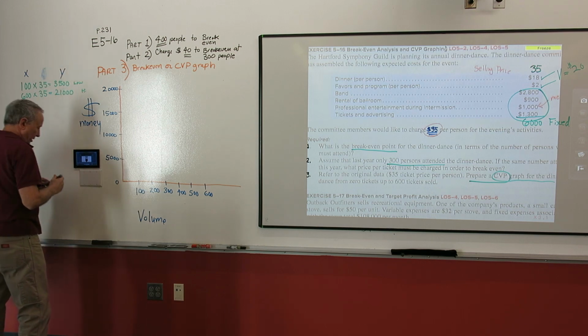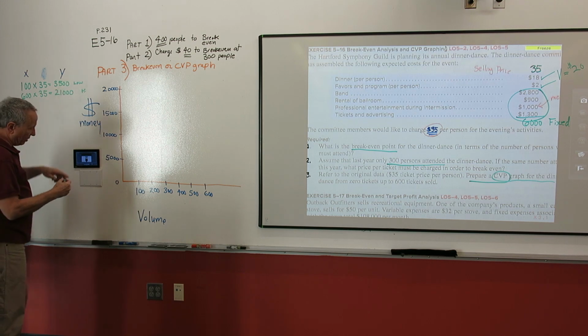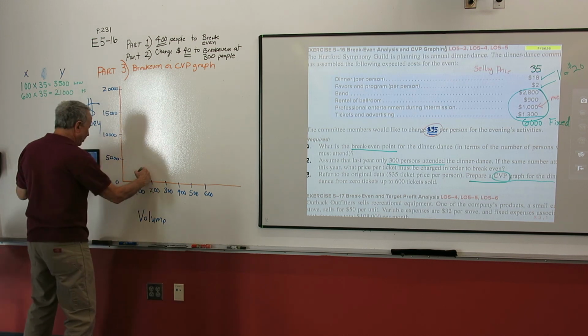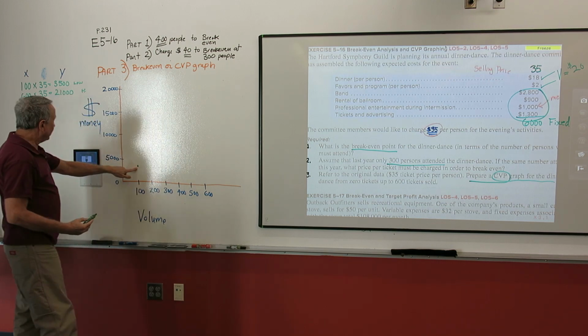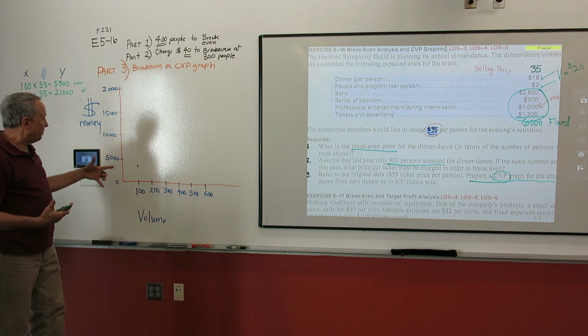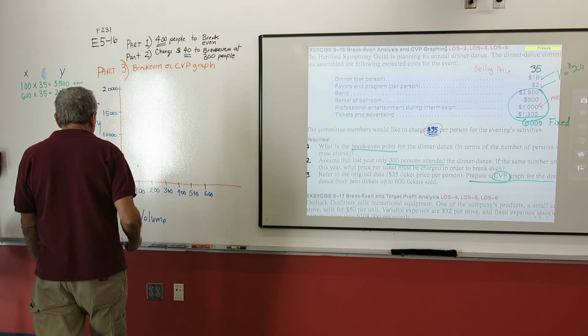This is X. And anyway, we said 100 people, it's going to be $3,500. So we can say, well, at 100 people, we will make about right there, $3,500. To do a CVP graph, you need all the money, the revenue line. You need a revenue line. How much revenue will we get?